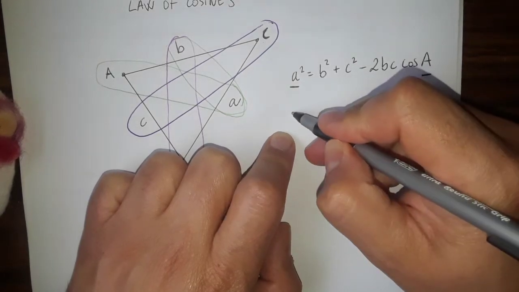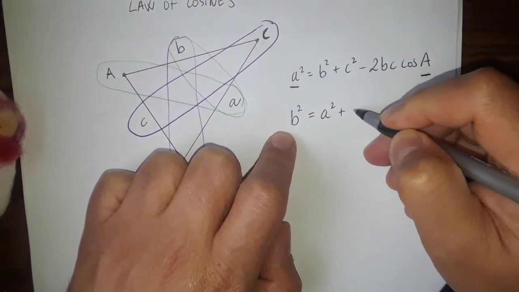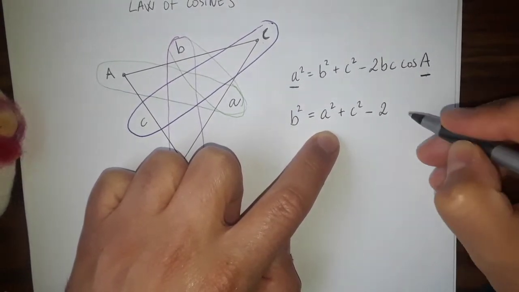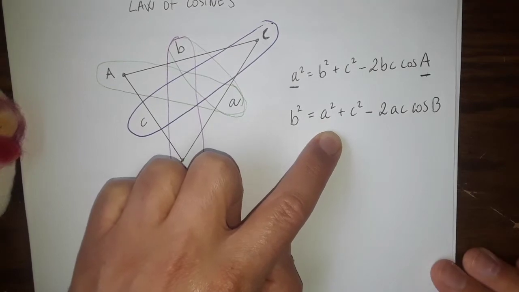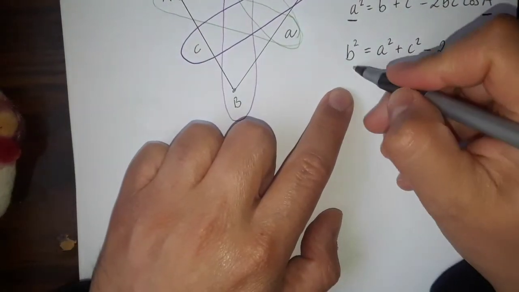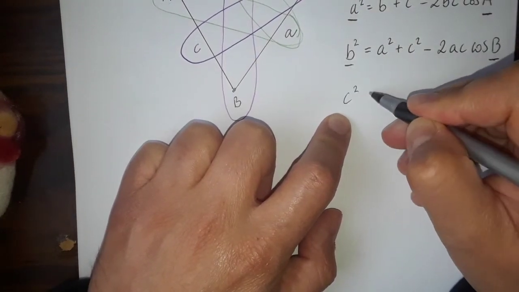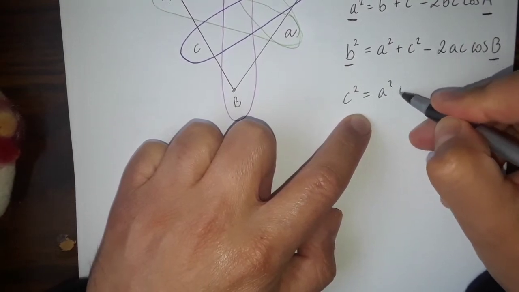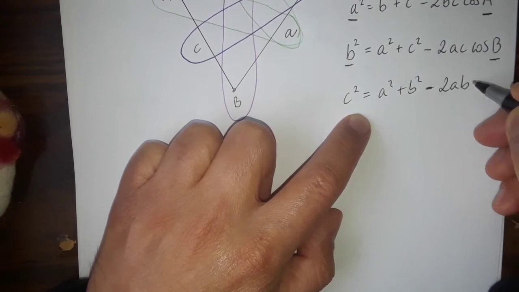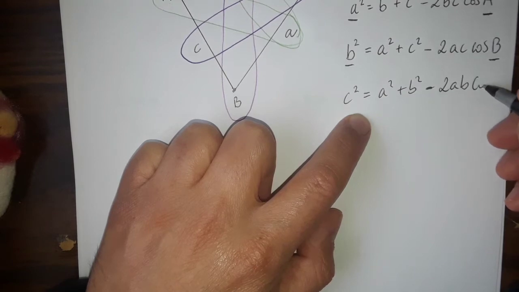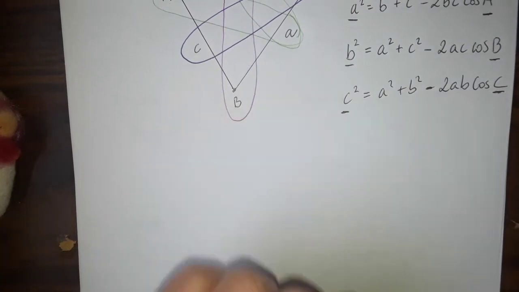So that would be B squared equals A squared plus C squared minus 2AC cosine of B. So B and B, right? And the last one would be C squared equals A squared plus B squared minus 2AB cosine of C. Here we go, C and C. Okay.